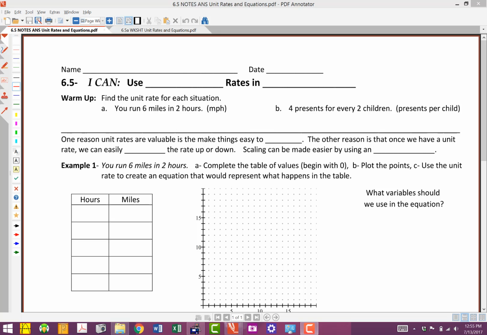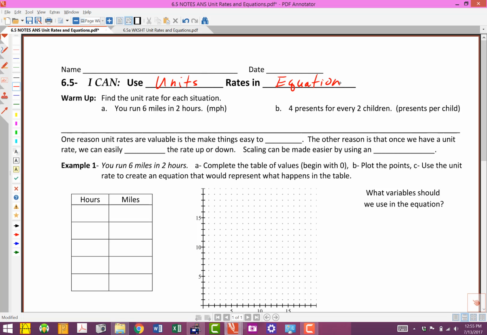We are now going to build more on unit rates and make some connections with some things that we did earlier in this unit. So the I can statement for section 6.5 is I can use unit rates in equations. So we talked a little bit about algebraic equations. We've solved equations before. We also set up some relationships and did a little bit of graphing earlier in the unit. We're going to try and tie some of those things together as we get close to the end of this unit. So in the warm-up question, it says find the unit rate for each situation here.